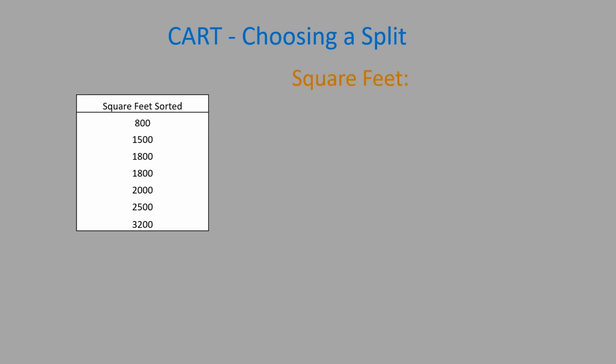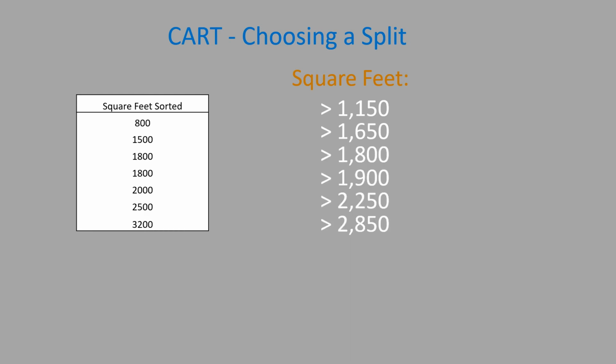So now CART's going to try partitioning on the square feet. Square feet is obviously a continuous variable, so CART is going to try the splits at the average in between the ordered unique values. So the first split CART will attempt is 1,150, the average between 800 and 1,500. Then it's going to try 1,650, the average between 1,500 and 1,800, and it's going to continue for each of the unique value pairings.